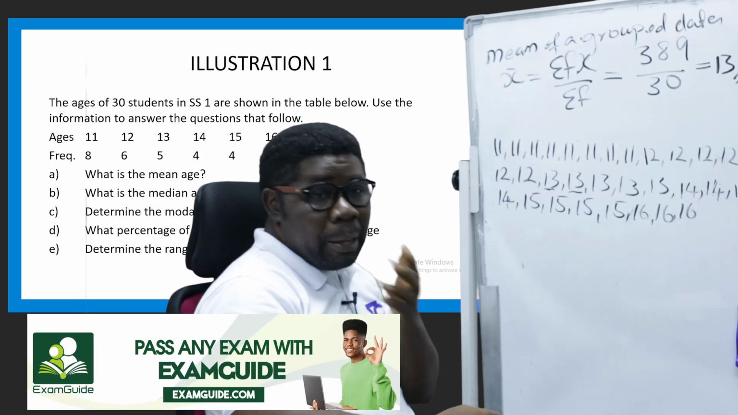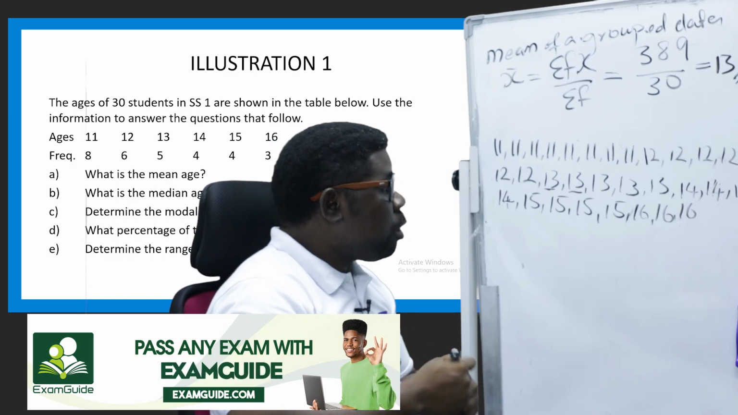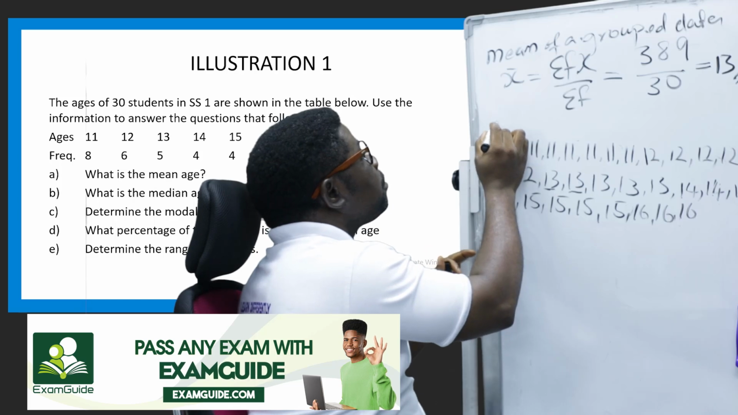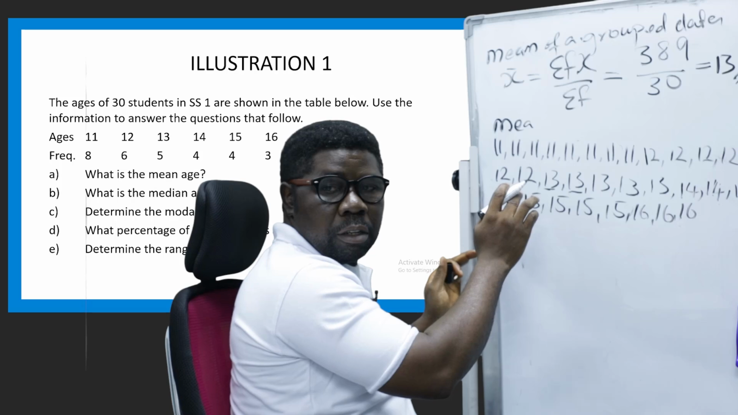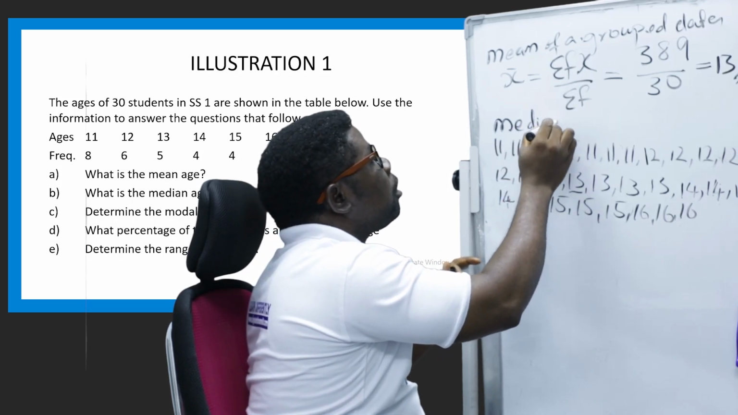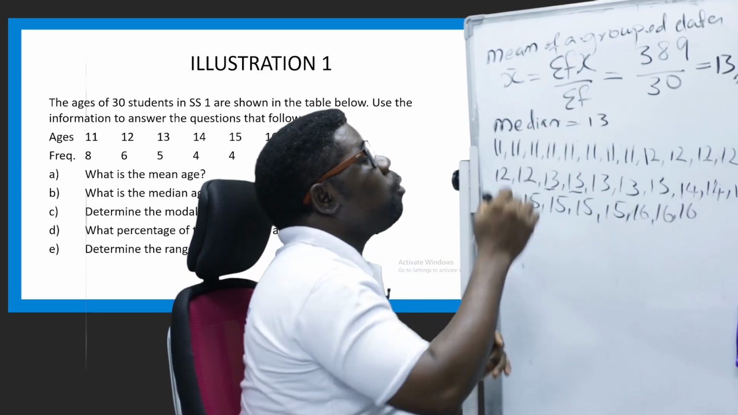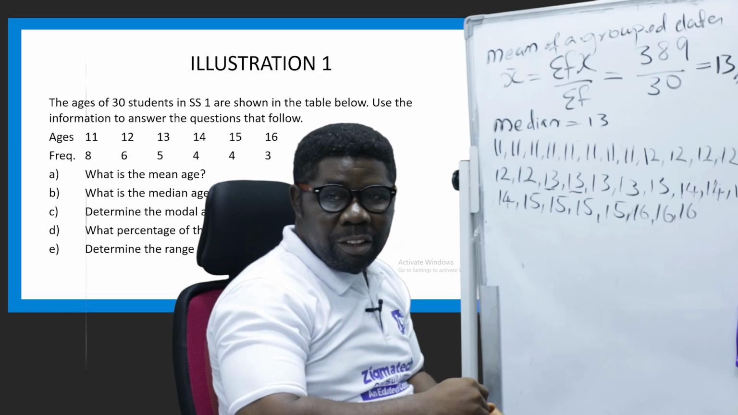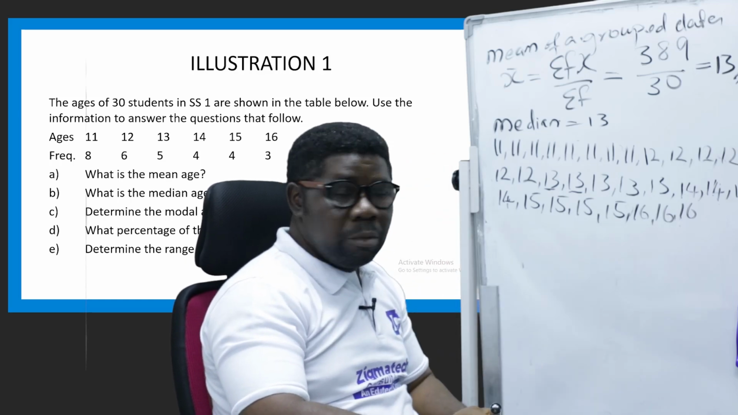So our number is 13, because 26 divided by 2 is 13. So our median is equal to 13. Wow, same thing as our mean. Can you see that? That's what we call average.